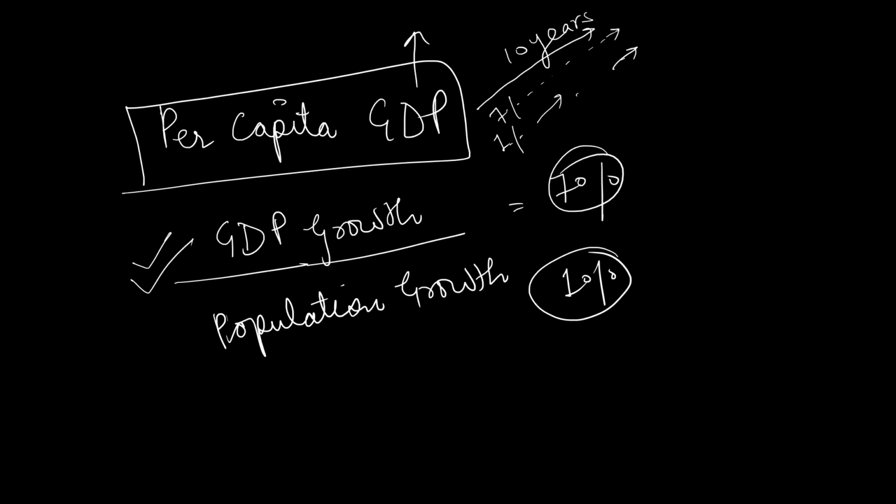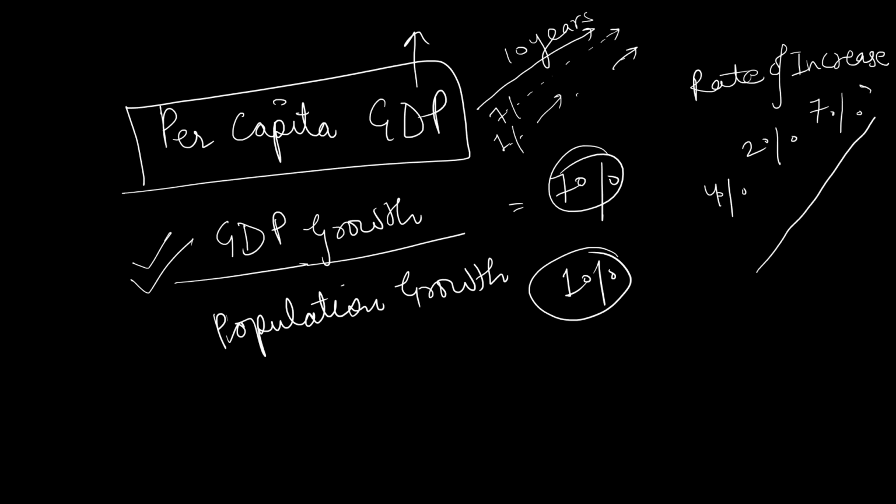The rate of increase of per capita GDP may not be constant. Sometimes the rate at which per capita GDP is increasing is 4%, sometimes 2%, sometimes it can be 7%, but it is always increasing. So the per capita GDP has always been increasing over the last 10 years, but its rate might not be increasing. I think the term is clear.